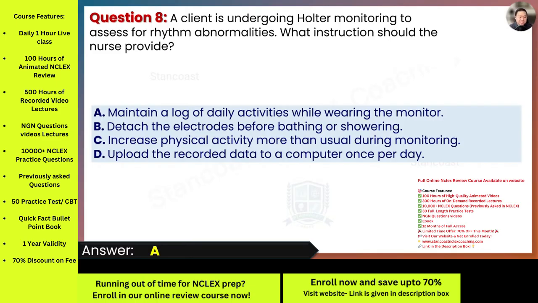Now, what about letter C? This is also an incorrect option because patients with the Holter monitoring device should maintain their normal activity levels during the monitoring. The goal of the Holter monitoring is to capture the heart's rhythm under normal everyday conditions. And if the patient increases their physical activity beyond their normal daily activities, this can lead to misinterpretation of the normal heart responses to exercise as abnormal rhythms, which could also skew the results.